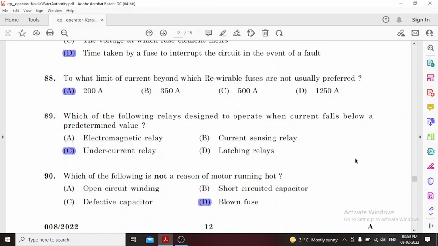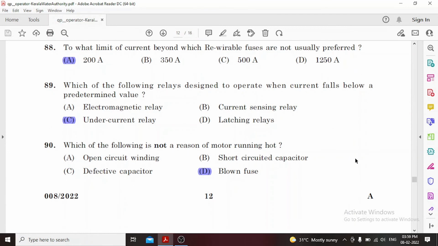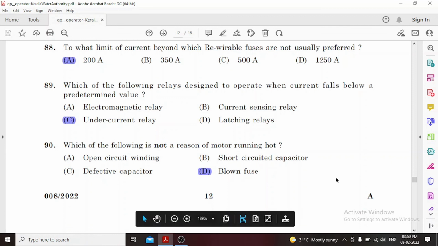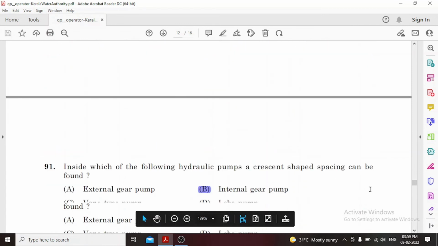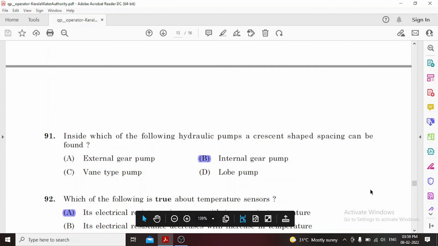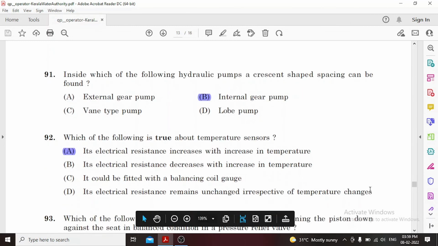89. Which of the following relay is designed to operate when current falls below a predetermined value? Undercurrent relay. Option C, undercurrent relay. 90. Which of the following is not a reason of motor running hot? Blown fuse. Option D, blown fuse. 91. Inside which of the following hydraulic pumps a crescent shaped spacing can be found? Internal gear pump. Option B, internal gear pump.